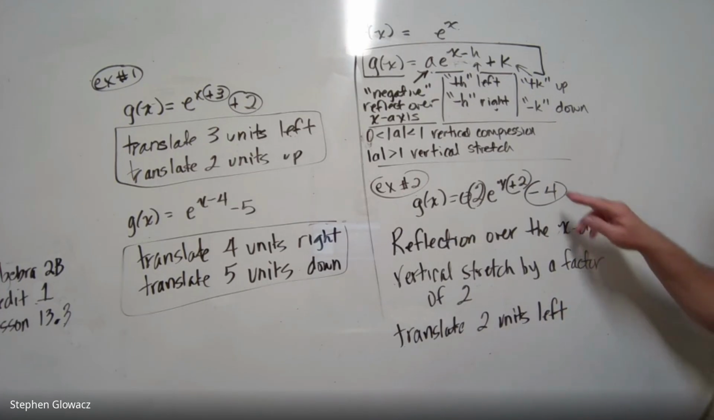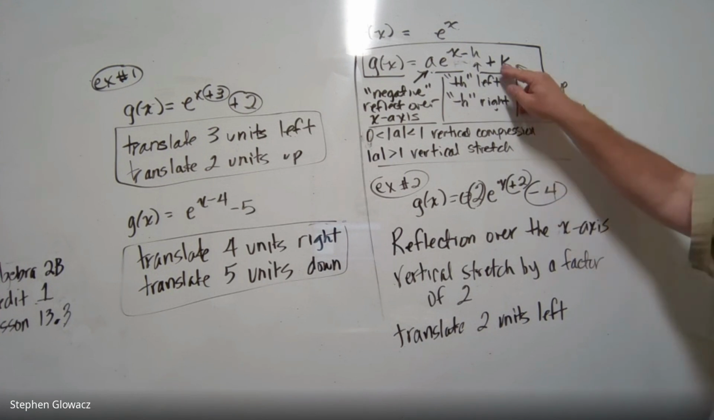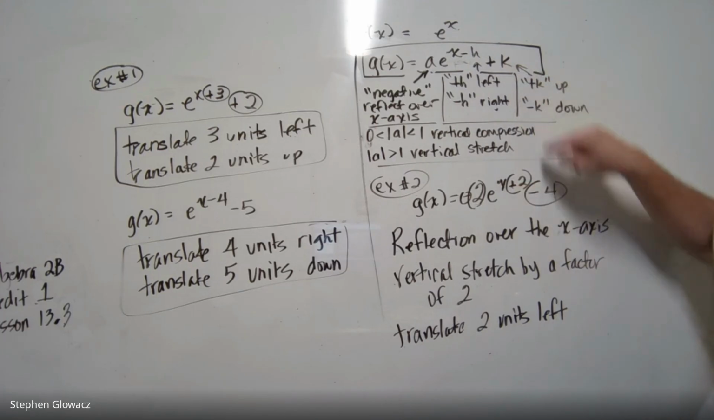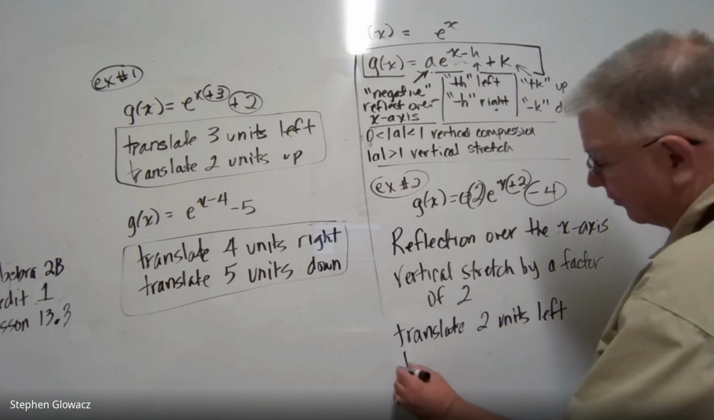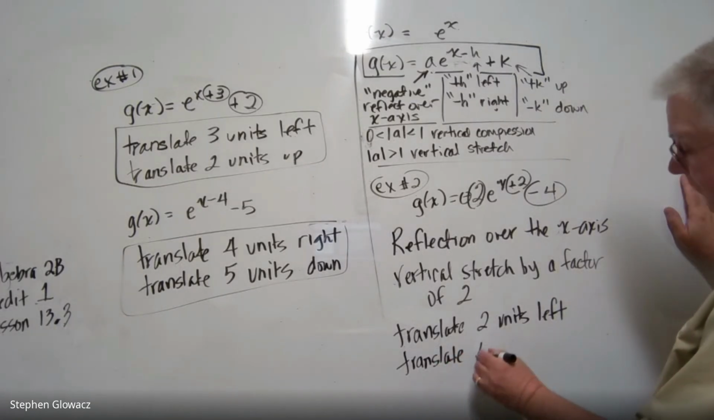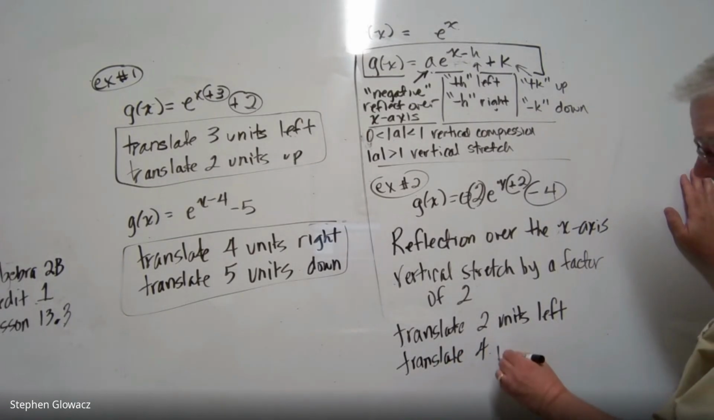And then finally, -4 is in the position of k. In other words, it's not in the exponent like the plus 2 was. So that's how we know it's in the position of k. Minus moves us down, so that will translate or move the graph 4 units down.